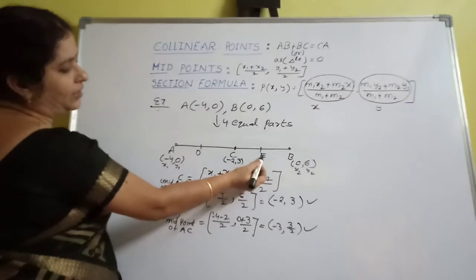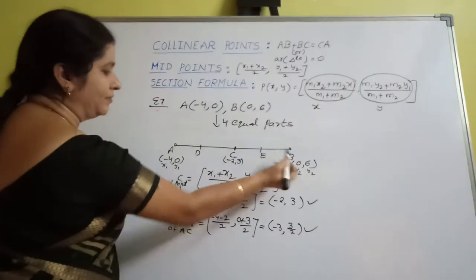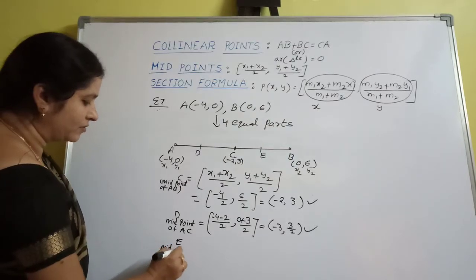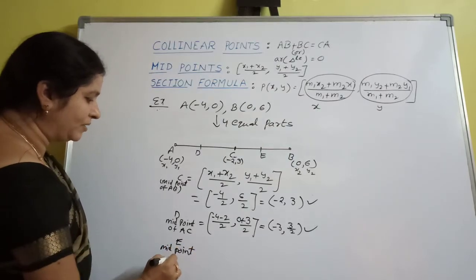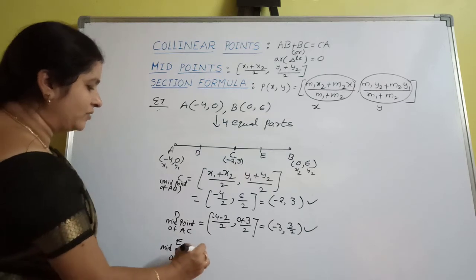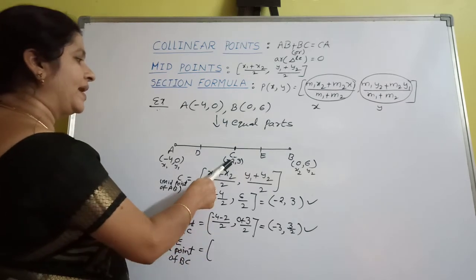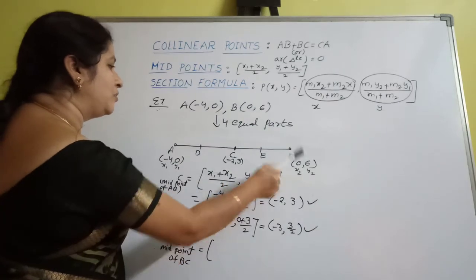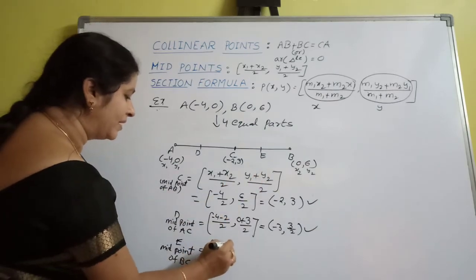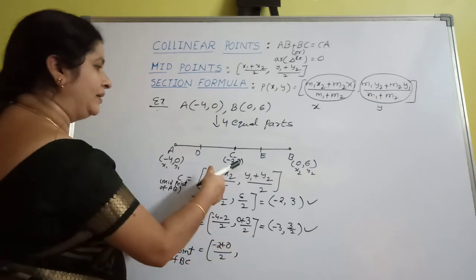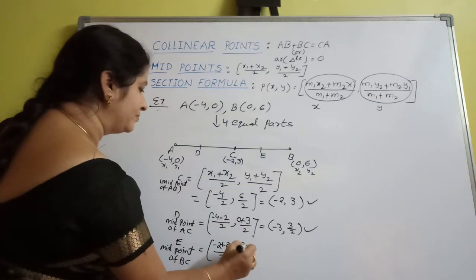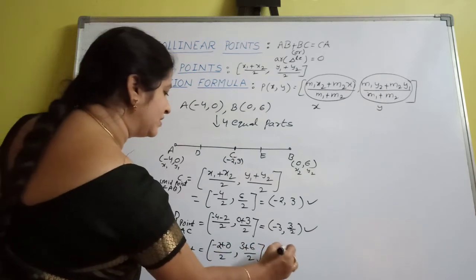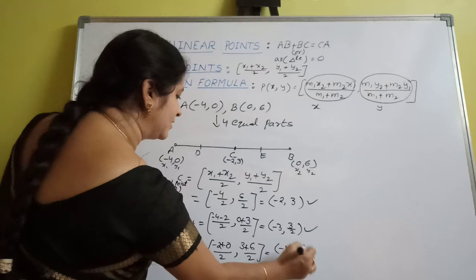Third one: E is the midpoint of BC. By using this formula again, x1, y1 and x2, y2. So (-2 plus 0) by 2, (3 plus 6) by 2. So -2 by 2 is -1, and 9 by 2. This is the third answer.